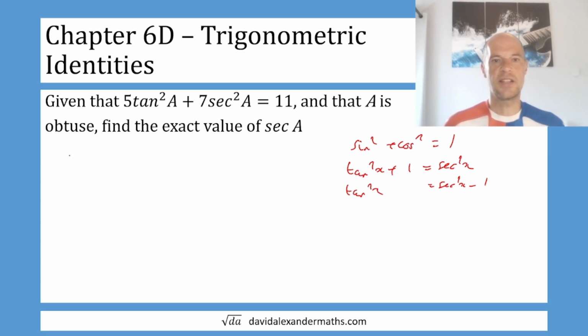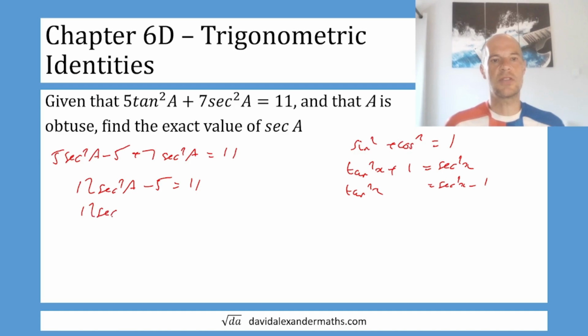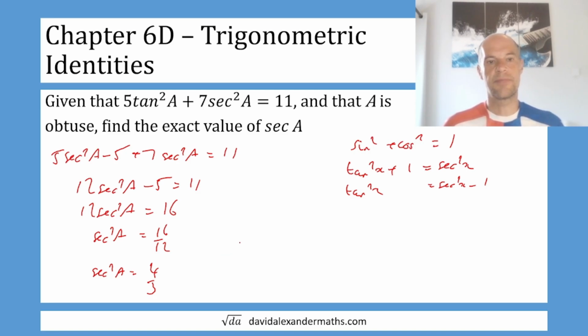So 5 tan squared is going to be 5 sec squared A minus 5, plus 7 sec squared A equals 11. So what we have in total is 12 sec squared A take away 5 equals 11. Therefore 12 sec squared A is 11 plus 5, which is 16. So sec squared A is 16 over 12, or 8 over 6, or 4 over 3. So if sec squared A is 4 over 3, then the sec of A is either plus or minus the square root of 4 thirds.